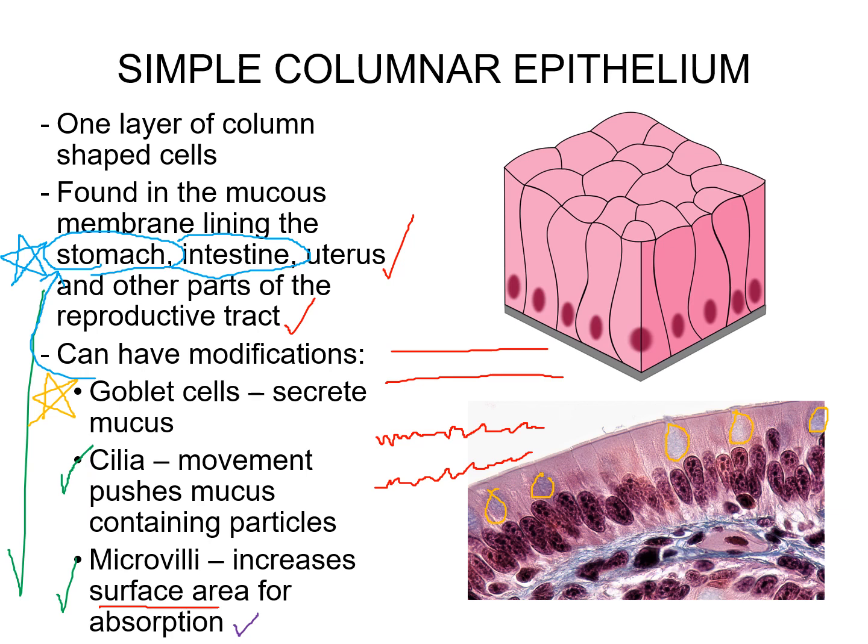But once again, very unique to this tissue compared to the other ones we've covered so far, we're going to have goblet cells, and we're going to have these other adaptations, cilia and microvilli.